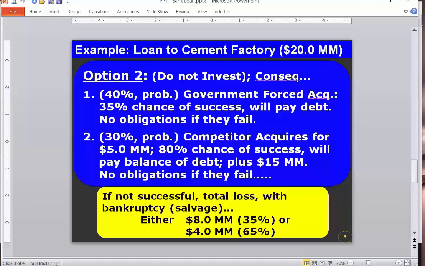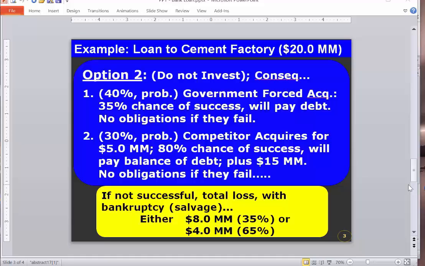Now, if that doesn't come through, there's a 30% probability that a competitor might acquire your facility for $5 million. Now, with them, there's a very high success rate of 80% because they know their business. Now, they will pay the balance debt plus a $15 million bonus. Here again, no obligations if they fail. Now, of course, if neither of these were to happen, the bank would be forced to go into bankruptcy under the same terms. The question is, what should the bank do?